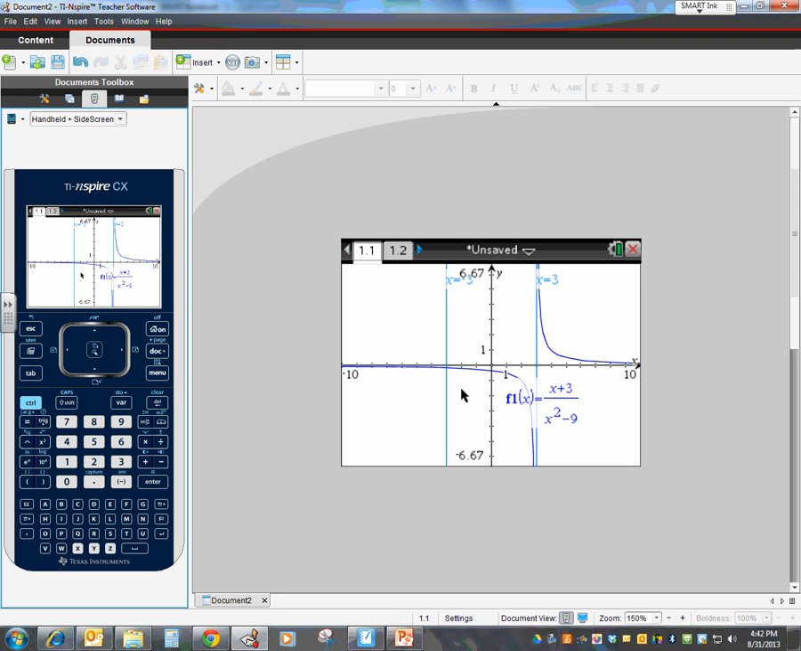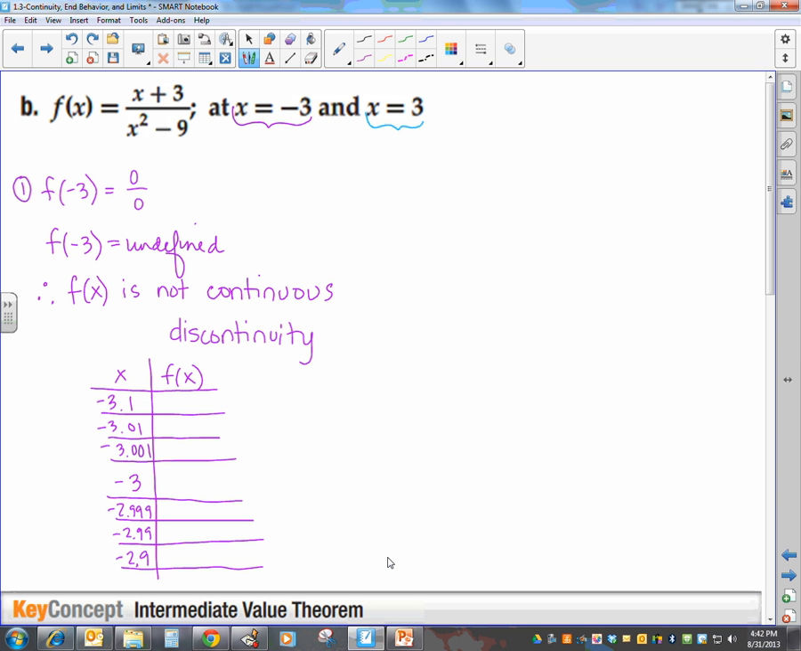Now it looks continuous. So if it looks continuous, but we just figured out the value is not defined, hopefully that's enough to tell you what kind of discontinuity it is. It looks continuous, but the function is not defined, means we have removable discontinuity.